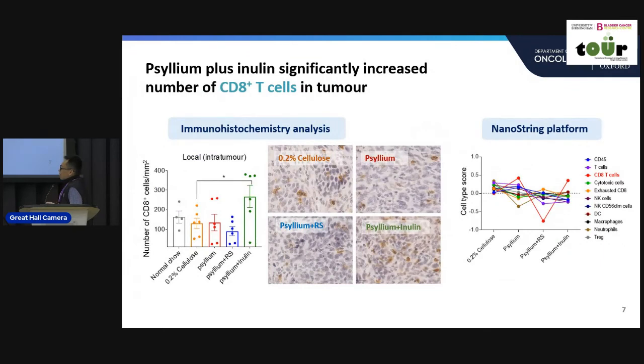I found that psyllium plus inulin can increase cytotoxic T cells, CD8 cells, in the local tumor, but interestingly, it decreased in psyllium plus resistant starch. I got a consistent result from the NanoString platform among all different immune cells. CD8, a marker of cytotoxic T cells, was increased in psyllium plus inulin, but decreased in psyllium plus resistant starch. So it seems psyllium plus inulin and resistant starch might achieve tumor control via different mechanisms. Immunomodulation might be involved in psyllium plus inulin.